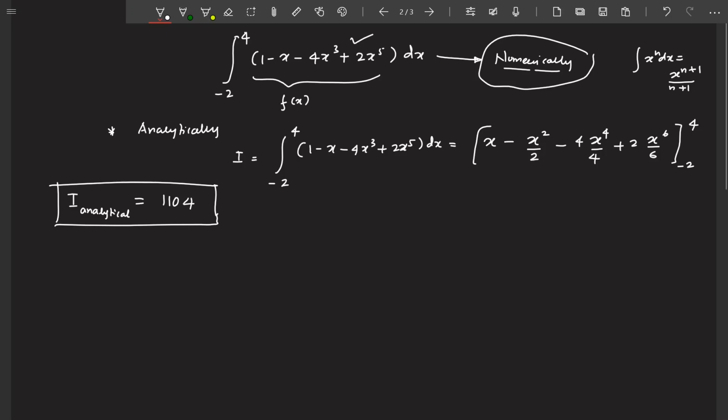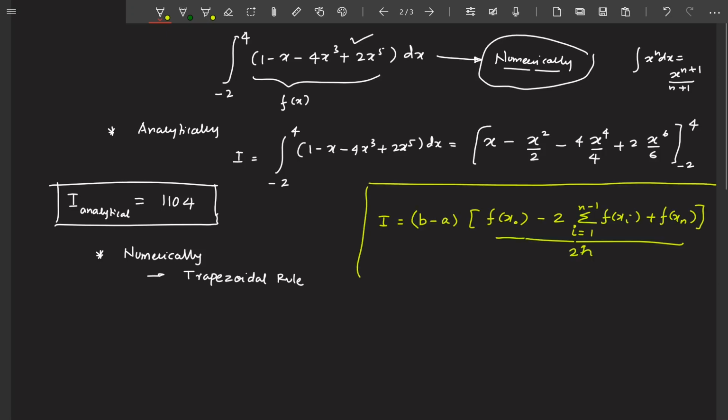Okay, now let us solve this problem numerically, and the first method that we are going to use is the trapezoidal rule. So we all know the formula of trapezoidal rule. What is the formula of trapezoidal rule? If you can recall from the last lecture. Okay, for you I'll just write it down here. So this is the formula of trapezoidal rule. Okay. Let us use this formula to find out the integral.